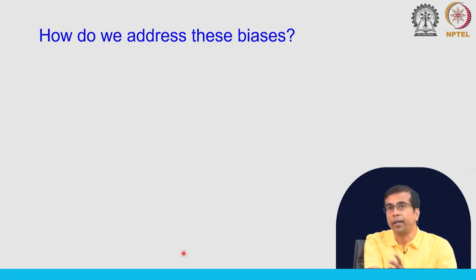These are technical variations, introduced because of the experimental process, the RNA preparation process or the library preparation process. These are not actual biological variation. So, we want to minimize or remove these technical variations, so that we can study the biological variation in the data. Now, how do we address this?